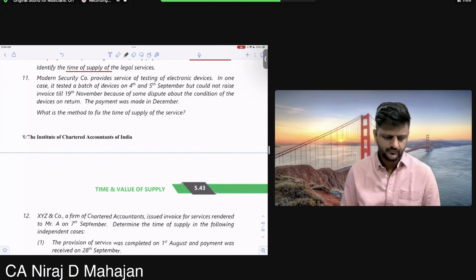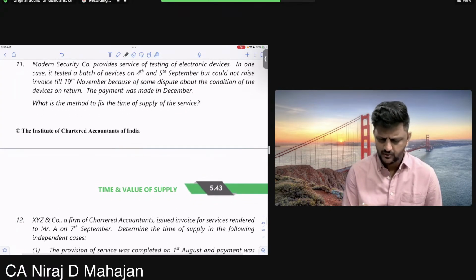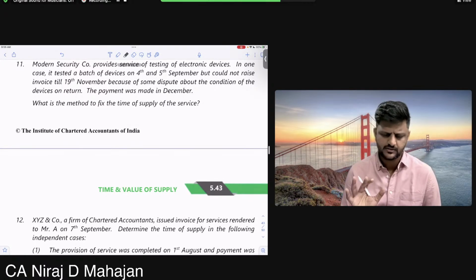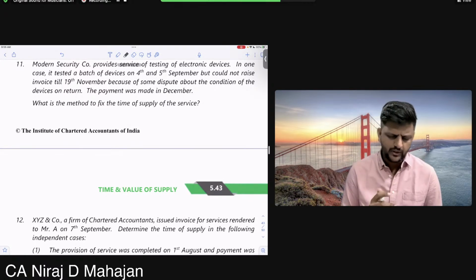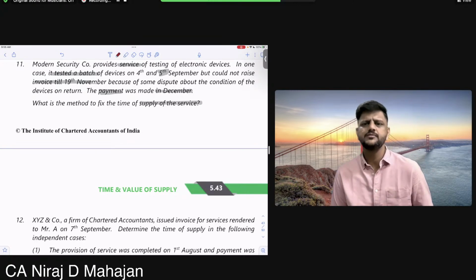Ready? Modern security company provides service of testing of electronic devices. In one case, it tested a batch of devices on the 4th and 5th September and could not raise invoice till 19th November because of some dispute about the condition of the devices on return. The payment, children, was in December. What is the method to fix time of supply of service? Forward charge mechanism, children, service.